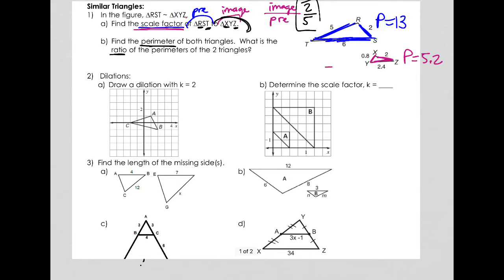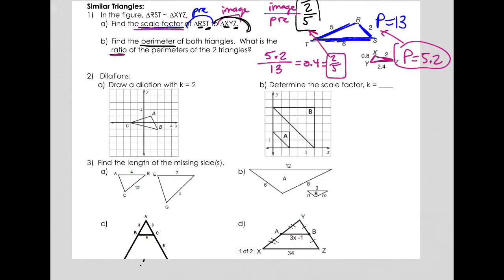So now if we do our ratio, remember your order is still the same. You have to go from your image to the pre-image. So 5.2 is to 13, and you don't want to leave a decimal inside of a fraction because that's weird. So if you actually divide that, you get 0.4, and then if you change that back to a fraction, you get 2/5, which you'll see that the perimeter scale factor or ratio matches the scale factor there.